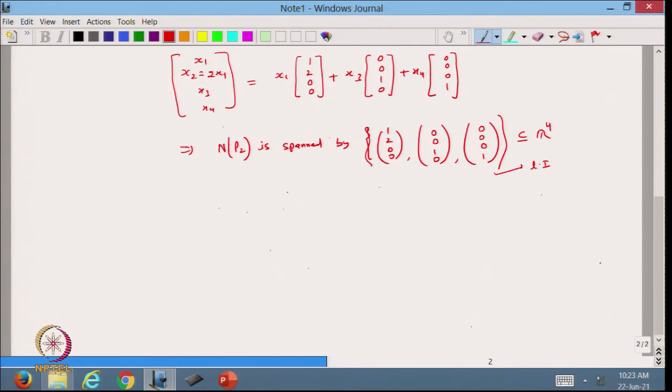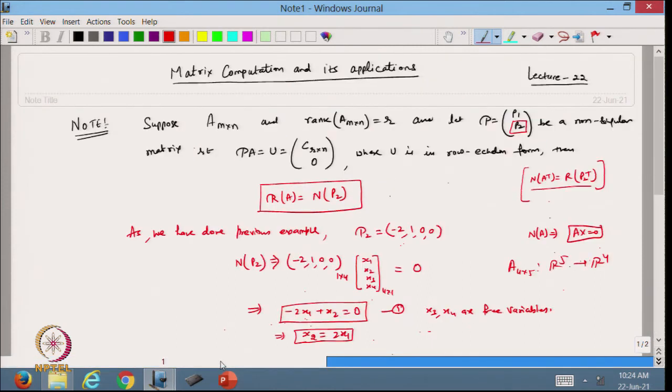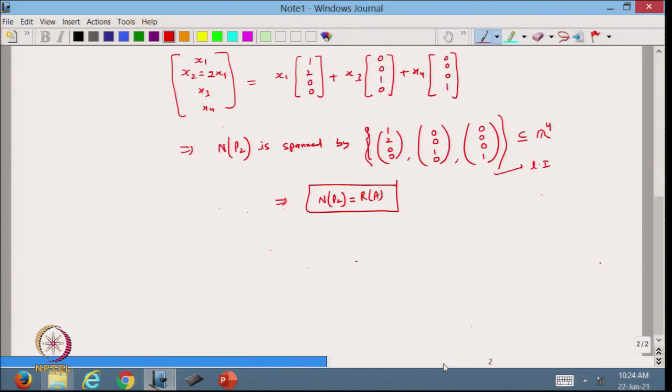So, from here you can check. You can imply that the null space of P2 is always equal to the range space of A. So, this one we have done. This way we can write down these things.